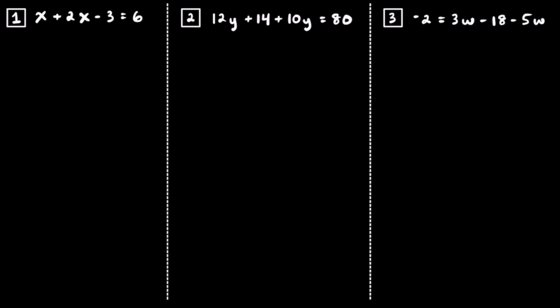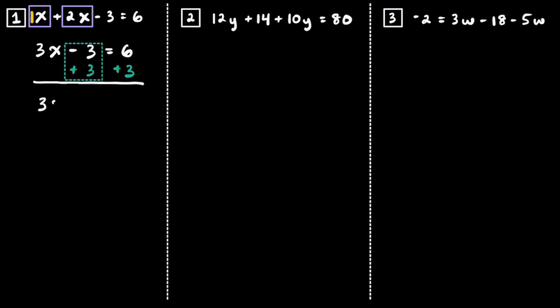For example 1, our two like terms are x and 2x, and remember that we do have a coefficient of 1 for this 1x over here to the left. Combining a positive 1x and a positive 2x together, we're going to get a positive 3x, and we can just copy this minus 3 and equal to 6. At this point, we just have a two-step equation now. We're going to go ahead and add 3 to both sides of the equation.